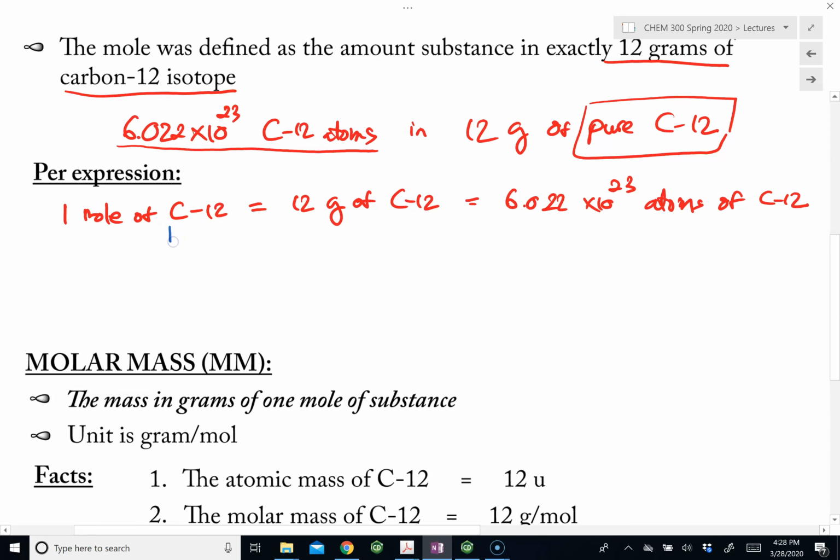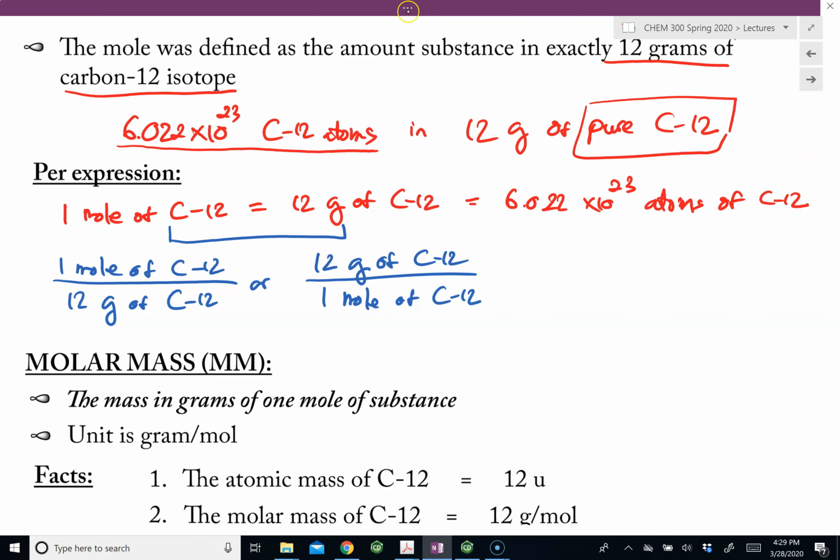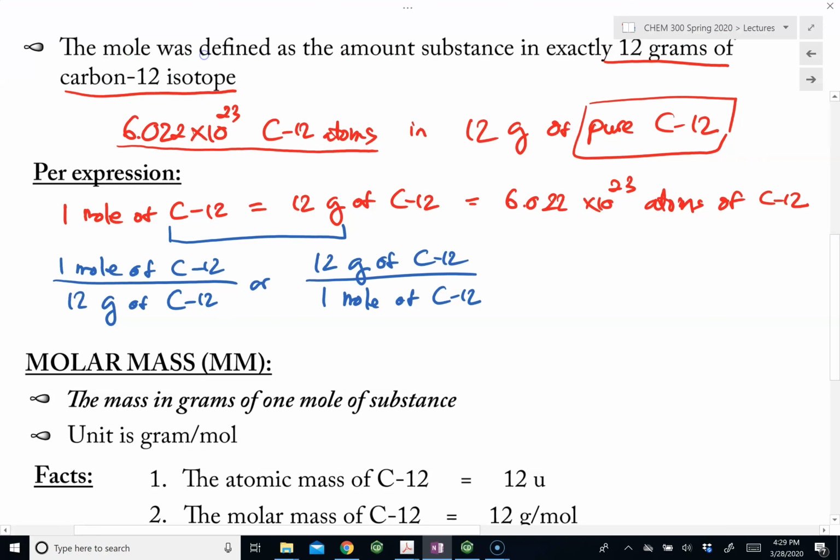For example, we can take out these two variables that are equal to each other and write the following: 1 mole of carbon-12 over 12 grams of carbon-12, or the reciprocal, which is 12 grams of carbon-12 over 1 mole of carbon-12. So that's one of the conversion factors that we can write for this relationship.